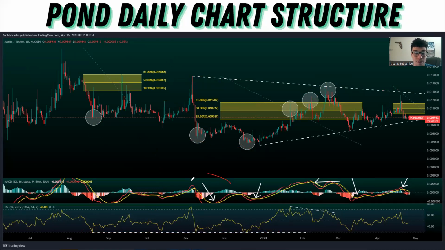Now, if you combine that with the MACD, okay, you can spot potential entries and exits, right? So if you see here, this red line crossing above the yellow line is typically known as an entry signal.